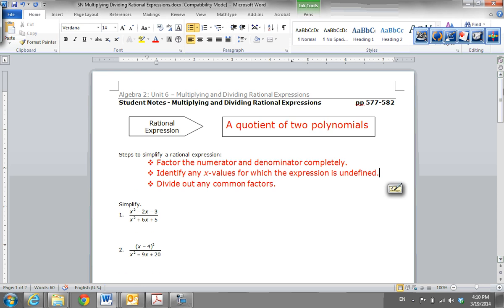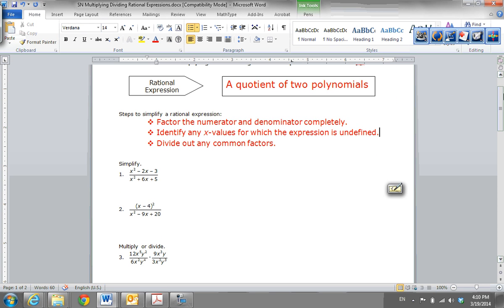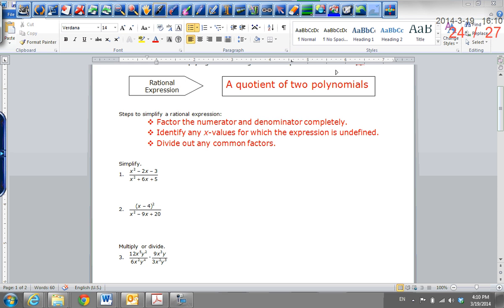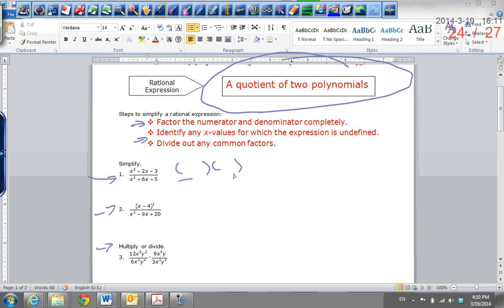Okay, boys and girls, today we're going to talk about multiplying and dividing rational expressions. Just a quick reminder, a rational expression is a quotient of two polynomials. The three steps, really, we're just going to worry about the first one and the last one. First one is factoring. So we're going to factor the top, factor the bottom. The last thing is we're going to cross out anything that's the same.